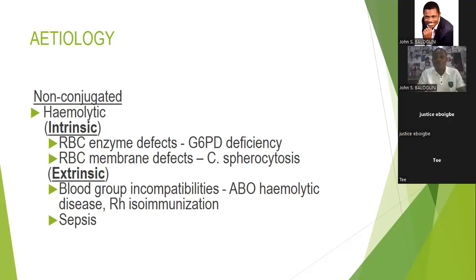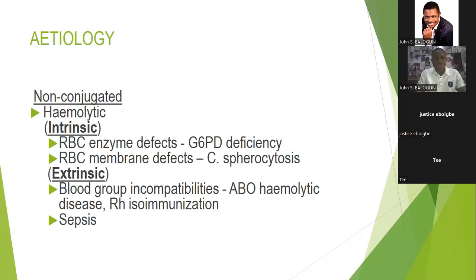And then once it's deformed, it will be quickly recognized by the spleen, and the spleen will take it and break it down. And when the red blood cell is being broken down, it gives you heme and globin, and then heme is metabolized to give you bilirubin. I hope this is clear too.